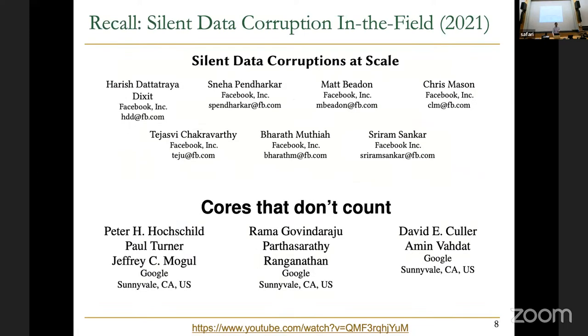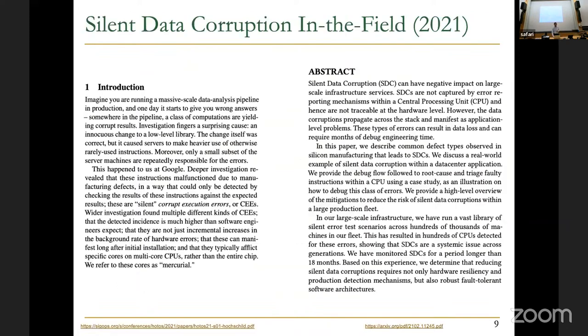And you can read interesting papers that these two major companies have written. If you're interested, you can read the abstracts over here. I just put them for your benefit. But let me see.